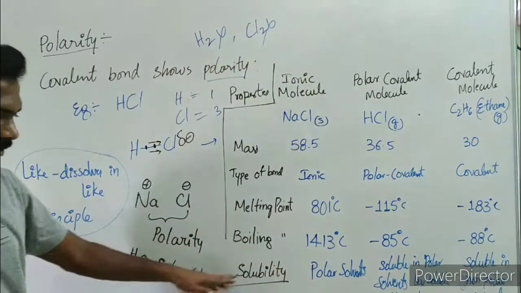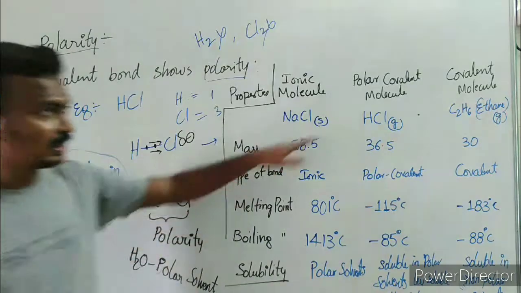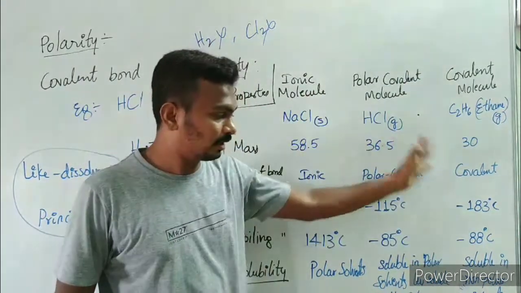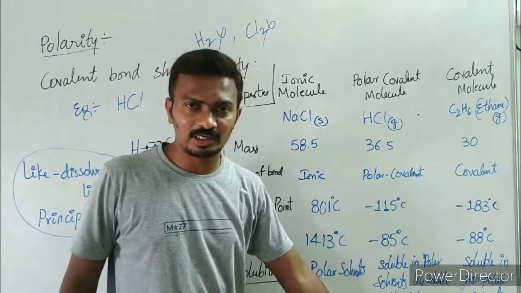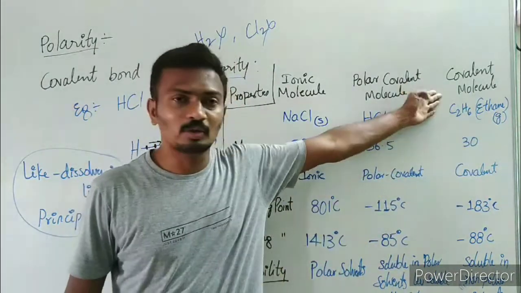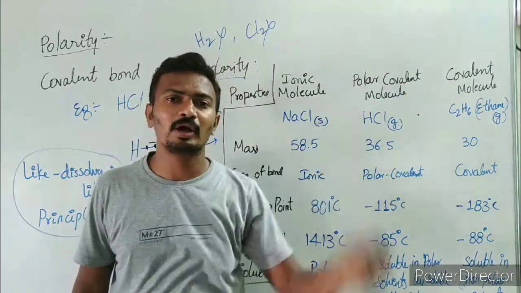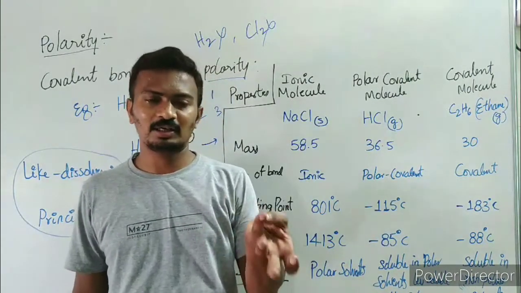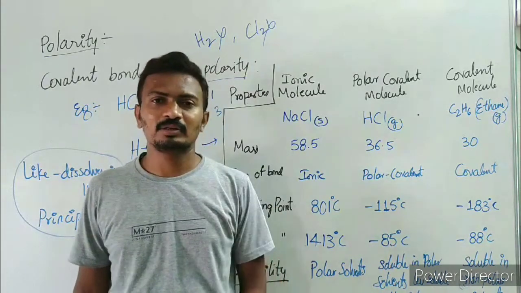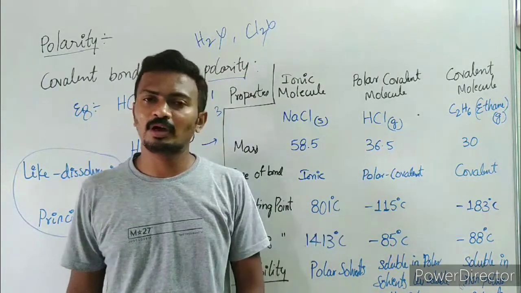Therefore they are soluble only in polar solvents. These covalent molecules are non-polar in nature. They don't show much polarity. So therefore these covalent molecules are soluble in non-polar solvents like petrol, kerosene, all these kinds of non-polar solvents.